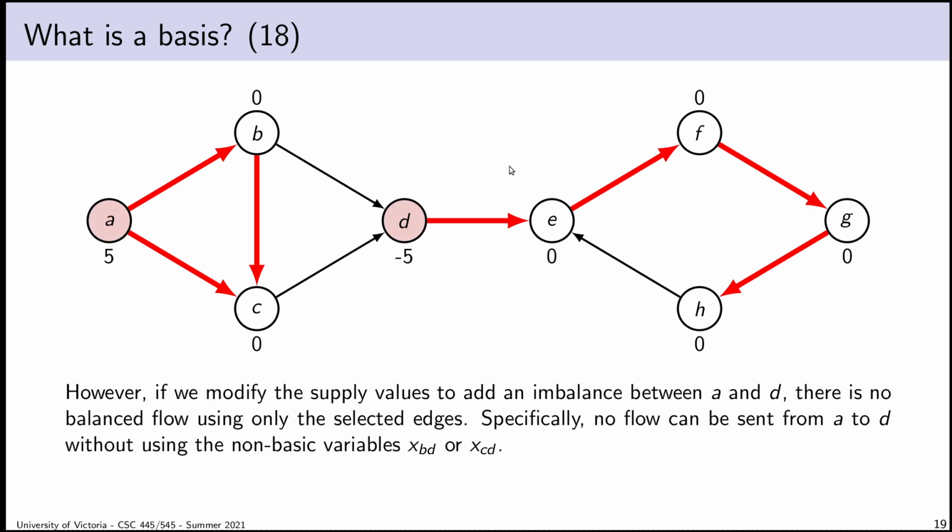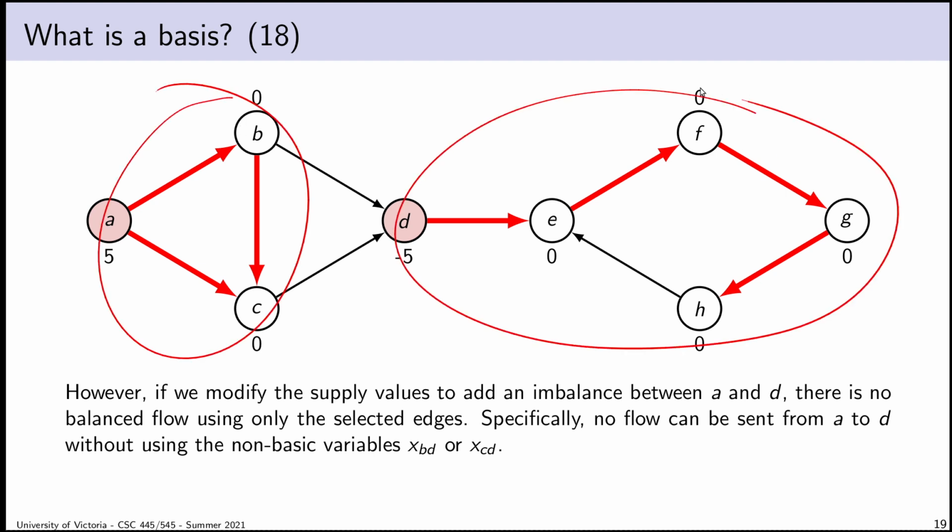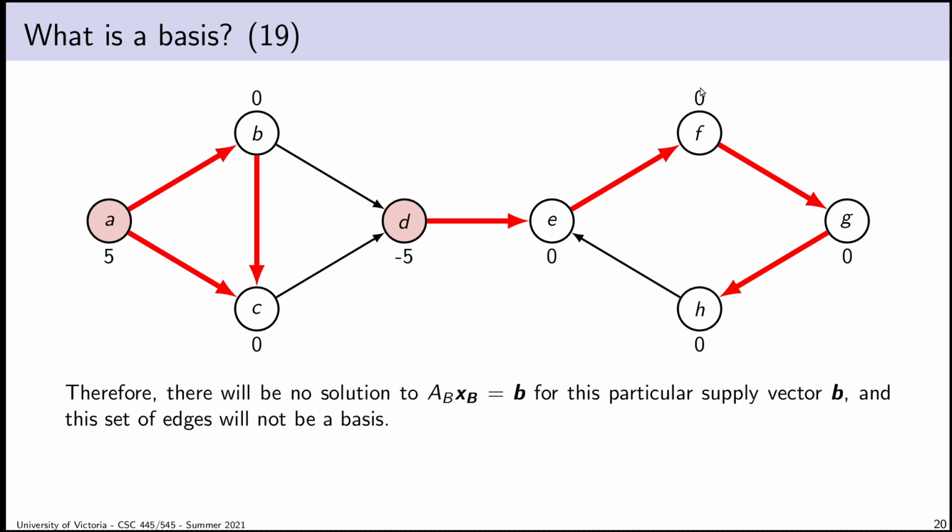What about this situation? Can I get flow from A to D? Absolutely not. Whether I'm going forwards or backwards, I would have to set one of these arcs to have a non-zero flow value, which isn't allowed. Only the arcs that are in the basis can have a non-zero flow value. And because there is no way to equalize this in this case, that means that this collection of arcs, these 7 arcs here, do not comprise a basis.